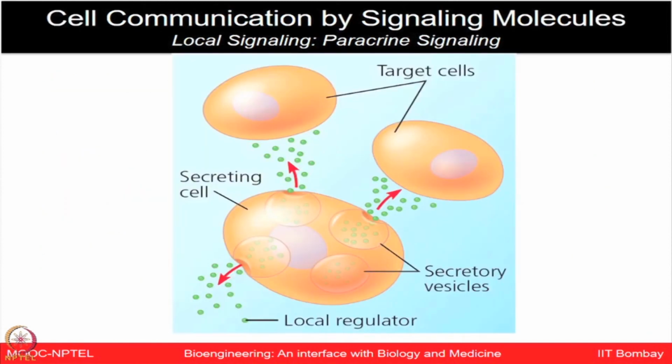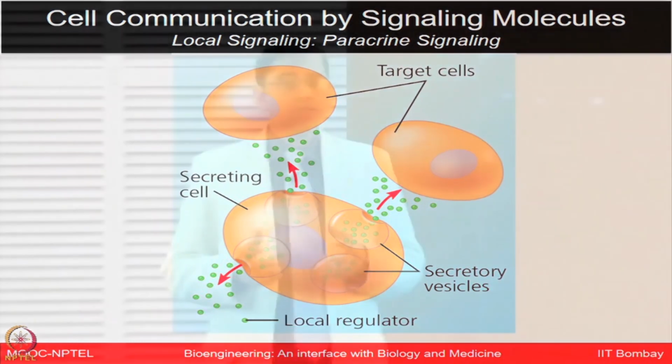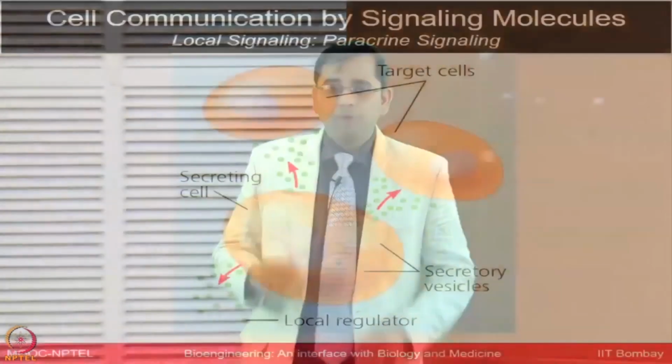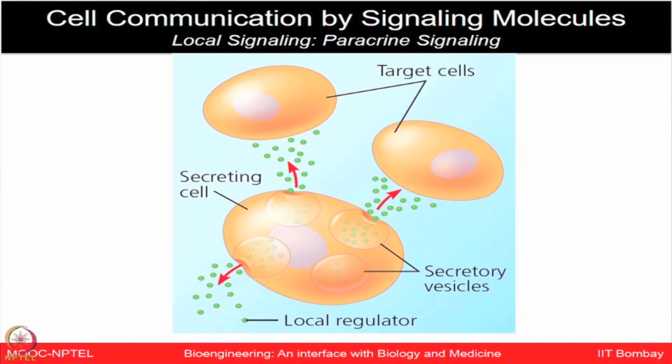There are different examples of local signaling, for example, paracrine signaling, where local regulators influence the nearby target cells by discharging molecules, for example, growth factors, into extracellular fluids. These growth factors then stimulate the nearby target cells to grow and divide, which is a part of the paracrine signaling shown here with the growth factors.